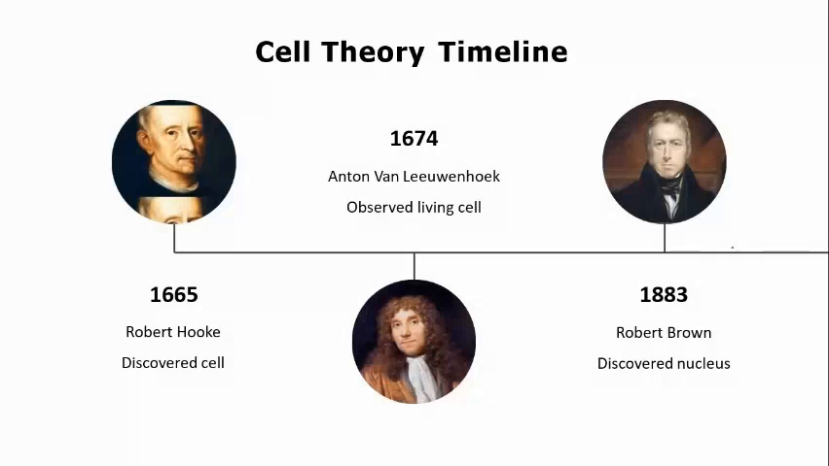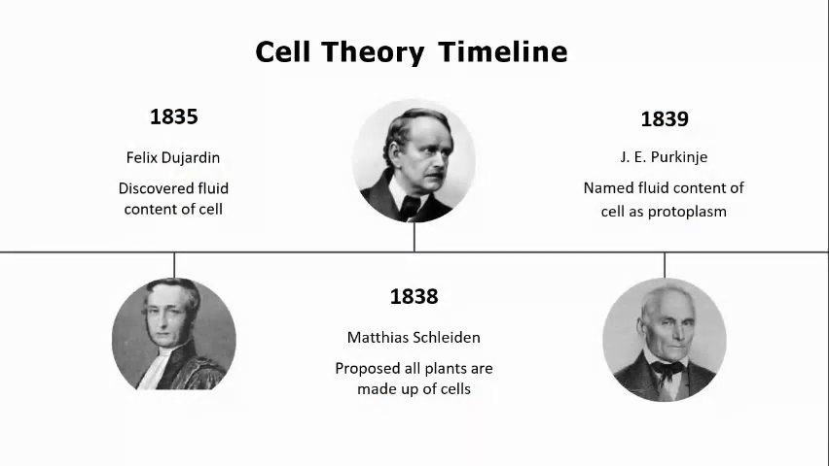In 1883, Robert Brown, a Scottish botanist best known for his descriptions of cell nuclei and of the continuous motion of the minute particles in solution, which came to be called Brownian motion. In 1835, Felix Dujardin made his largest contribution to the cell theory when he proposed the classification of a new type of single-celled organism which he called rhizopoda, which are now known as protozoans.